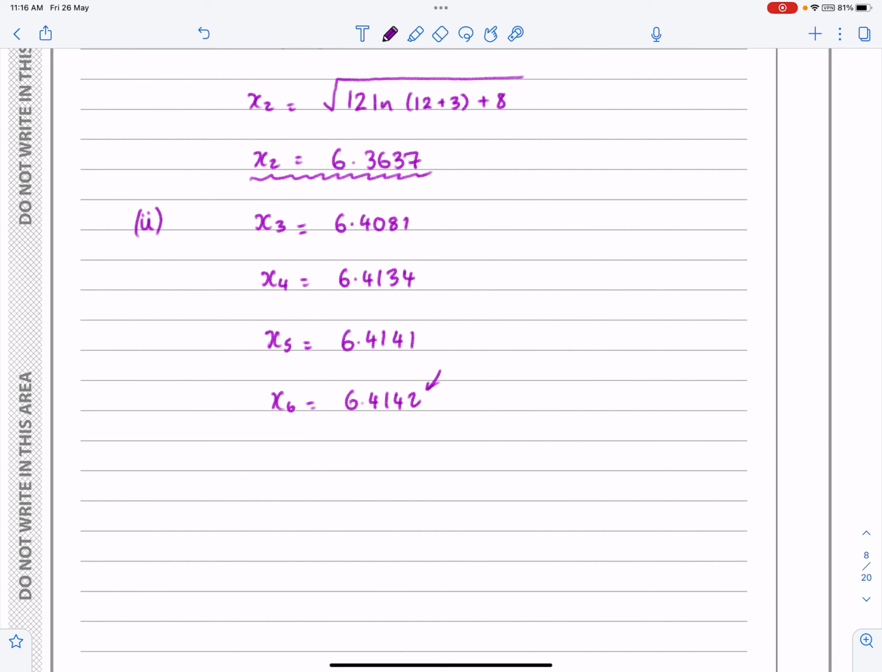You can do x7 if you want to. I'm not going to bother. Again, we do have to think about our timing here. I've done it already. I've calculated. I'm not going to write it down is what I mean.